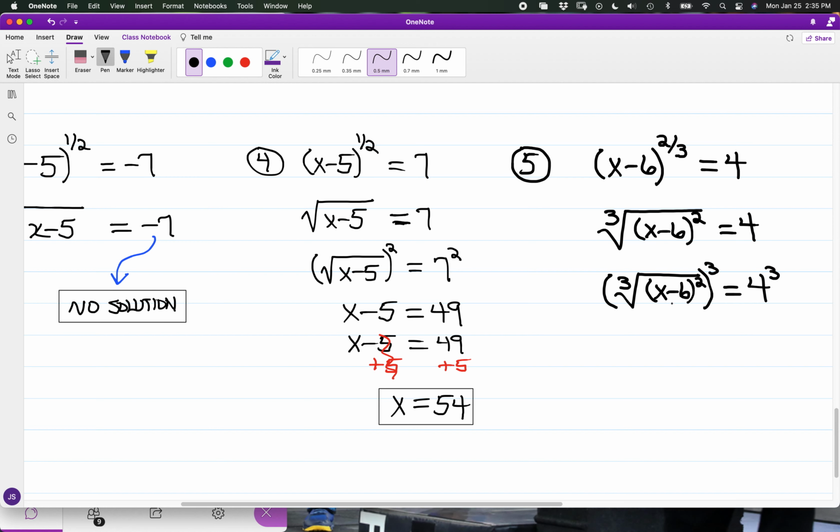So for what I'm going to have here, the radical and the exponent will just undo each other. And I'm going to have x minus 6 squared to be freed up. So we have 4 to the 3rd. We've got 4 times 4 times 4. This will be 64.